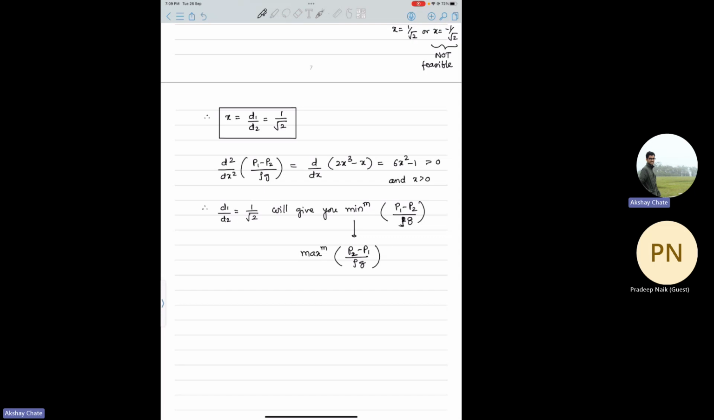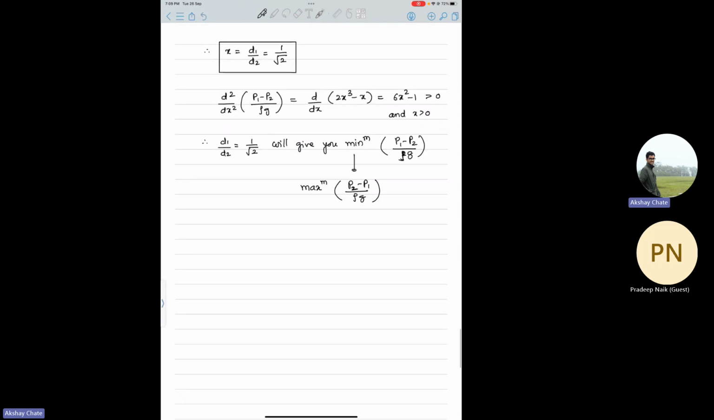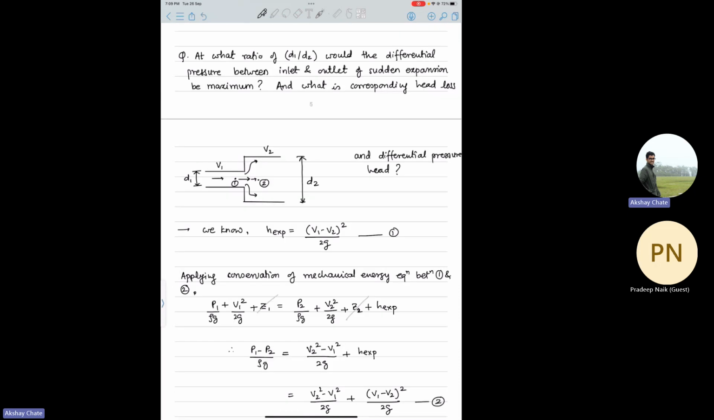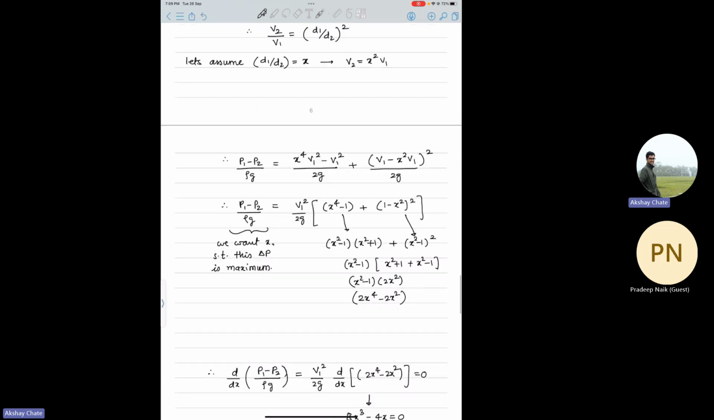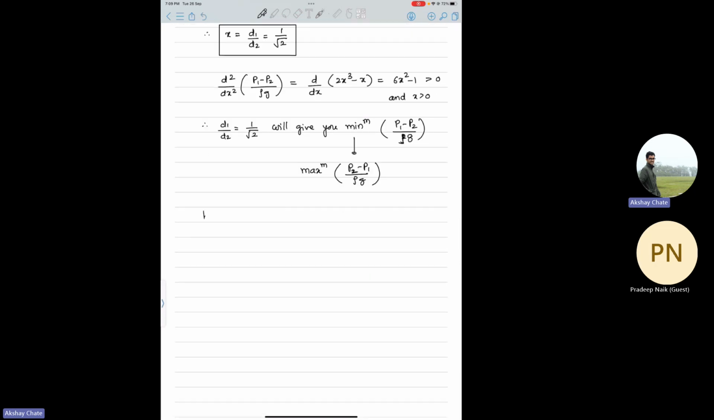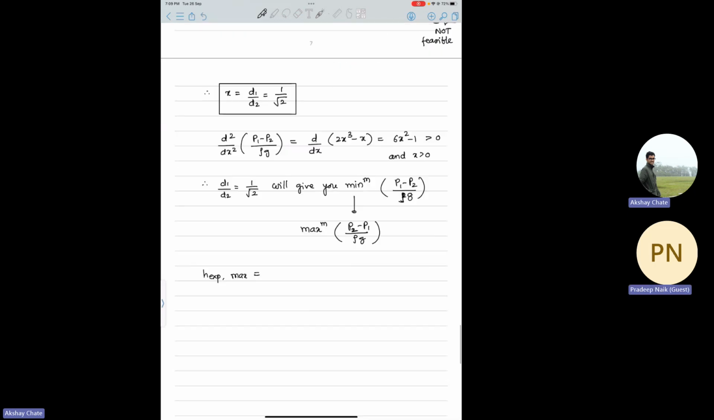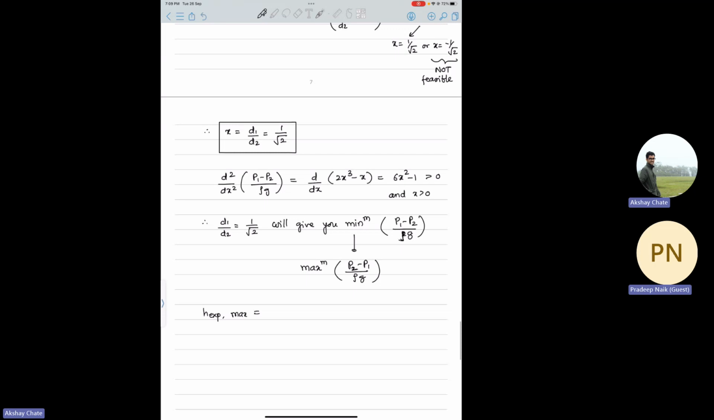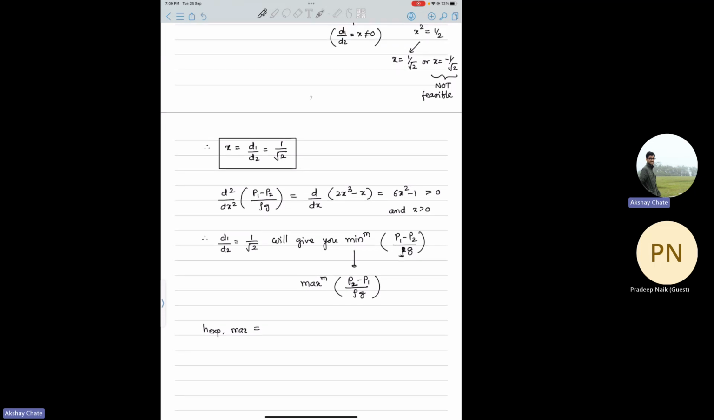So that is one part. Now they have asked some additional things, right? What is the corresponding head loss and differential pressure head? So basically, expansion loss max will be. So this minimum is equal to maximum, same thing. Let's say, minimum of P1 minus P2 is same as maximum of P2 minus P1.